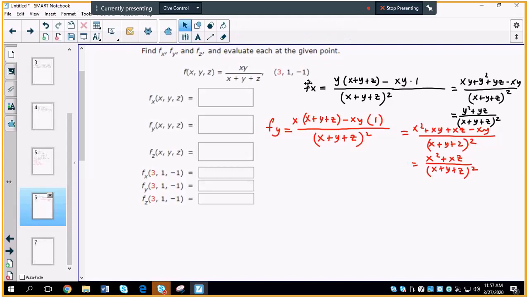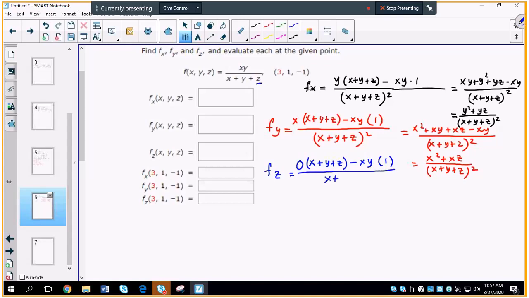The final one is with respect to z, and that is interesting because there is no term on the top concerning z. The derivative of the top is 0 times the bottom, x plus y plus z, minus x times y times the derivative of the bottom, which is 1. This time I'm taking the derivative of z all over x plus y plus z all to the power 2 from the quotient rule. So simplification is a little easier in this one. It's just going to be equal to minus xy on top all over x plus y plus z all to the power 2.